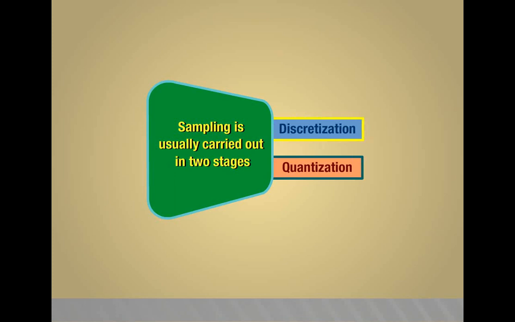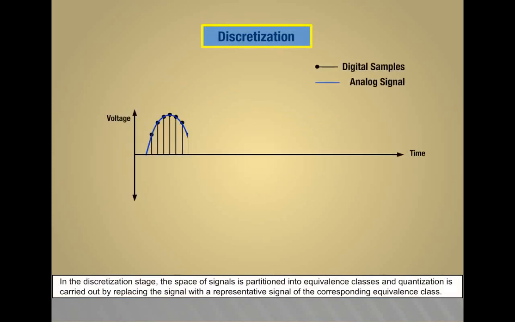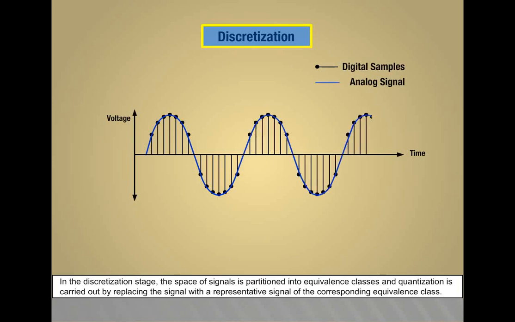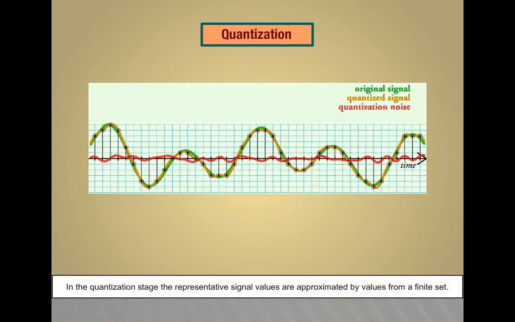discretization and quantization. In the discretization stage, the space of signal is partitioned into equivalence classes, and quantization is carried out by replacing the signal with a representative signal of the corresponding equivalence class. In the quantization stage, the representative signal values are approximated by values from a finite set.